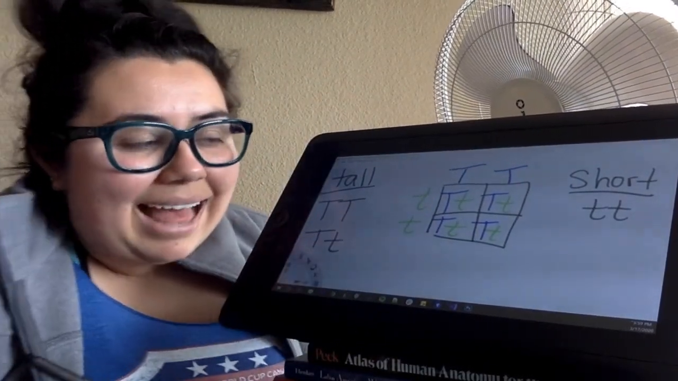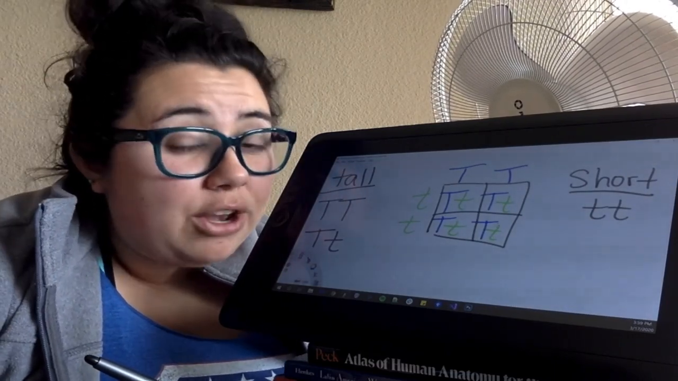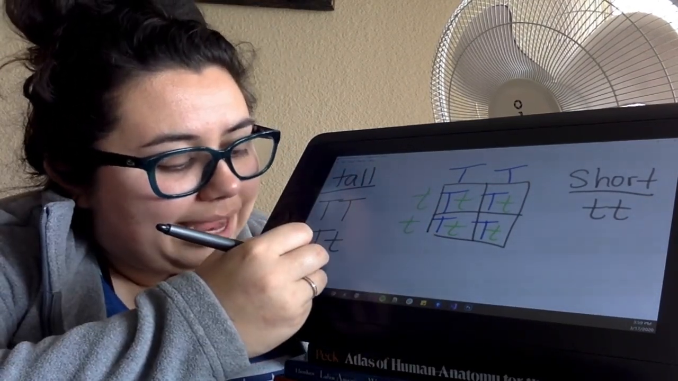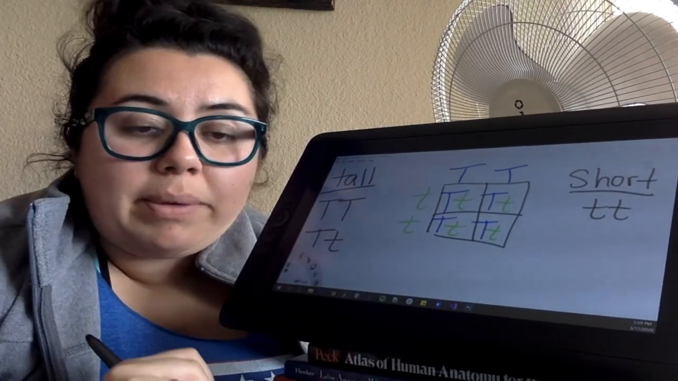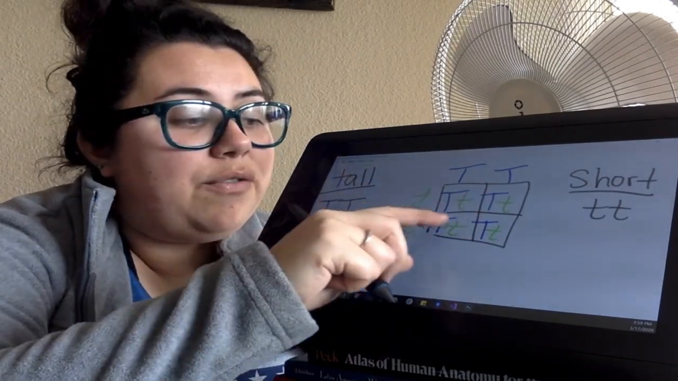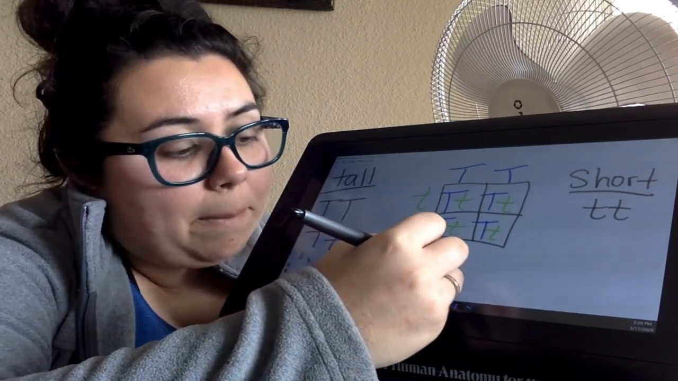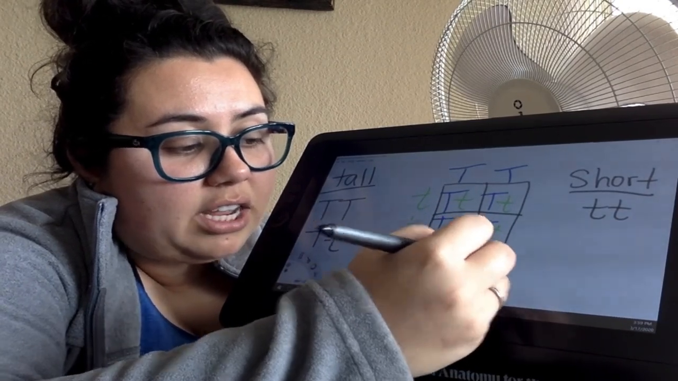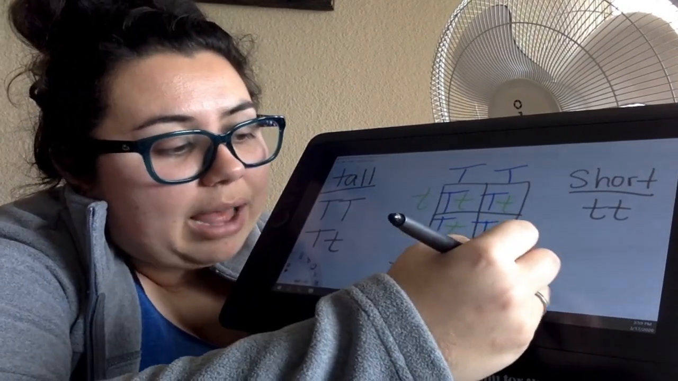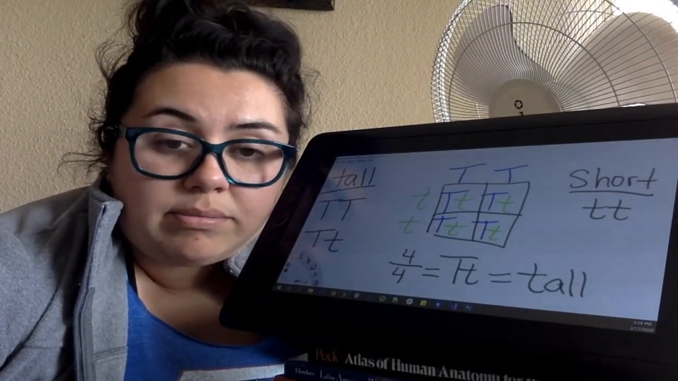Now, looking at this Punnett square here, what phenotype will all of the babies have? Well, let's see here. In this Punnett square, we have one big T, little t, another one, and another one. So out of four squares, four out of four squares are big T, little t. And you know what that means? Big T, little t is tall. So that means four out of the four babies would be tall.